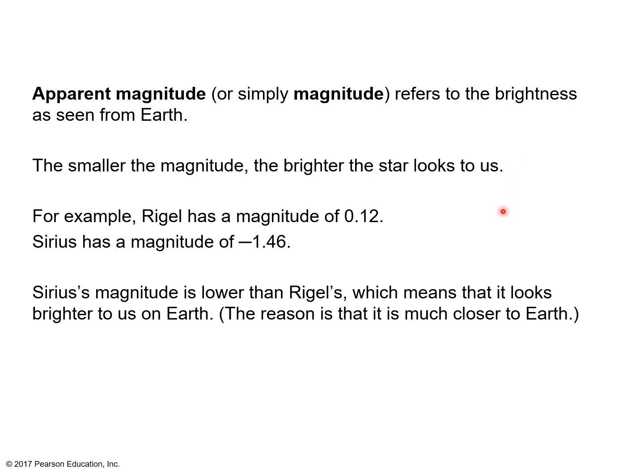So let's go back to our comparison of the stars Rigel and Sirius. Rigel has an apparent magnitude of 0.12. It's a pretty bright star in the sky, one of the brightest. Sirius has a magnitude of negative 1.46. So given that Sirius has a lower number, a lower apparent magnitude, that means it looks brighter to us, given our distance to Sirius versus to Rigel. So Sirius's magnitude is lower than Rigel's, which means that it looks brighter to us on Earth. Although, remember, Rigel is actually much brighter in true luminosity than Sirius.